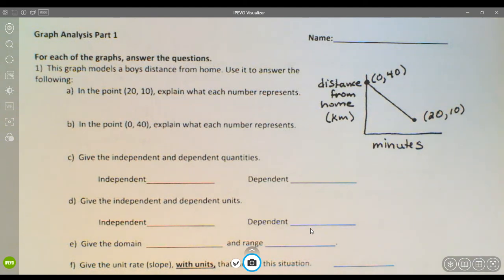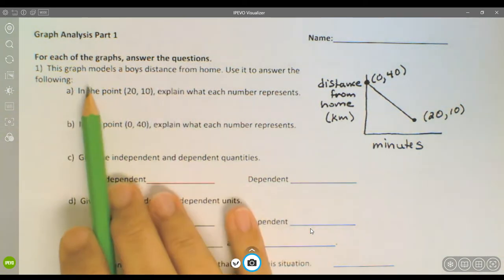Now that we've talked about key features of functions, we actually want to use the functions in some real world situation. I'm going to ask you questions about x-intercept, y-intercept, but now they're not just points on a graph, they actually have meaning. So let's go through this first problem and see if it makes sense to you.